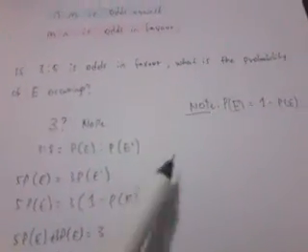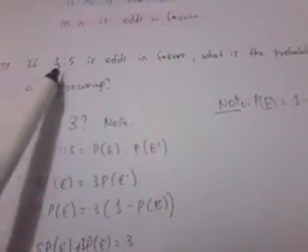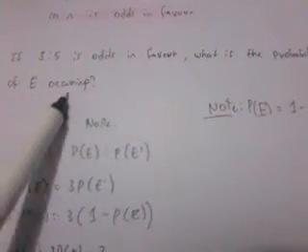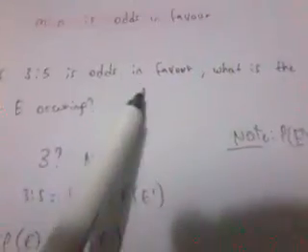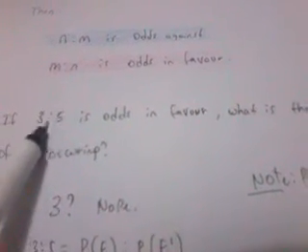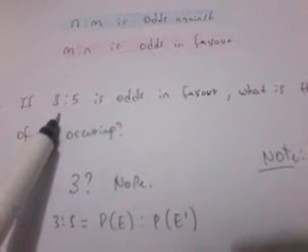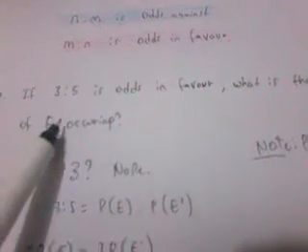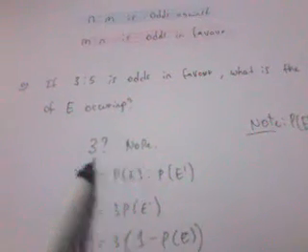But let's take an example of this, because this can be confusing when seen on questions. Let's say if 3 to 5 is odds in favor, what is the probability that E occurs? So here we have odds in favor. So we said that the probability of occurrence is this, and then non-occurrence would be 5. So can we take 3 as the probability? That can't happen because that would be more than 1. But we said that probability is between 0 and 1. So this can't do.